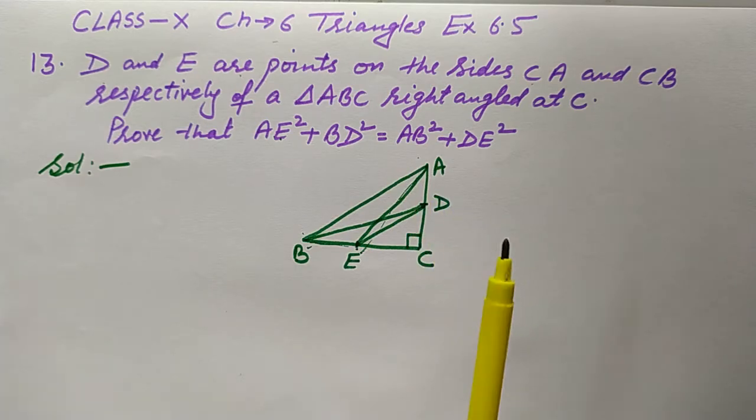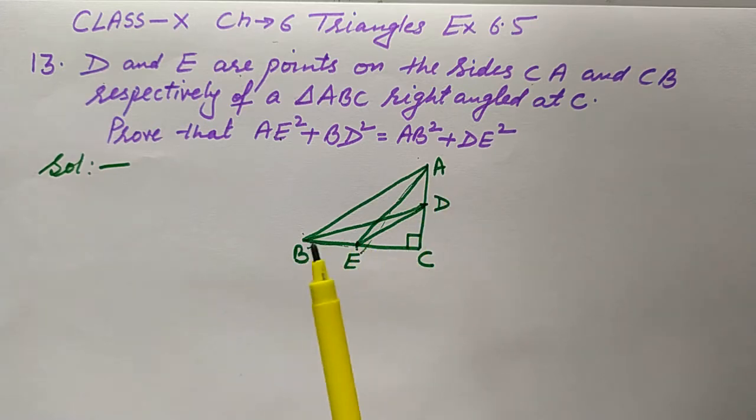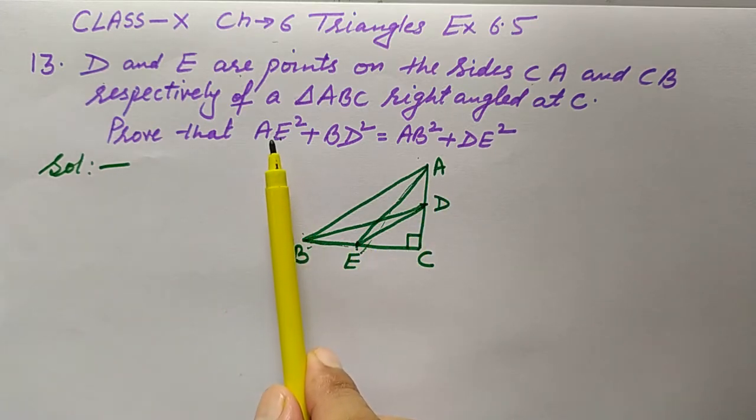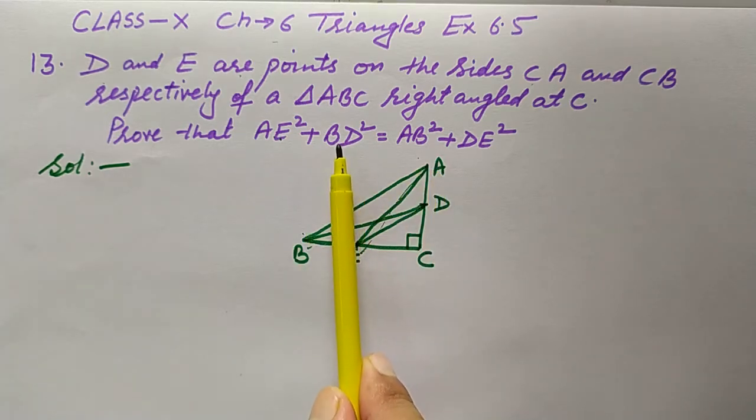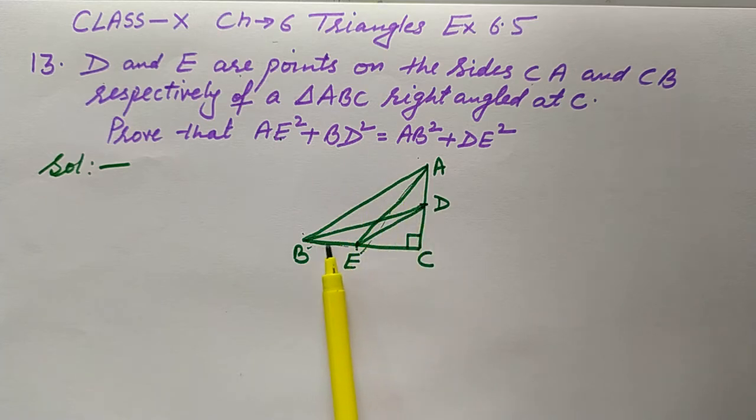So see here what's given: the 90 degree angle is given at C, and D and E are on sides AC and BC. So what we do here, where it is to be proved, in the left hand side we will use Pythagoras theorem. First of all we will find AE square by Pythagoras theorem, then we will find BD square by Pythagoras theorem, and then we will add these two and get the answer. So let's start the question.